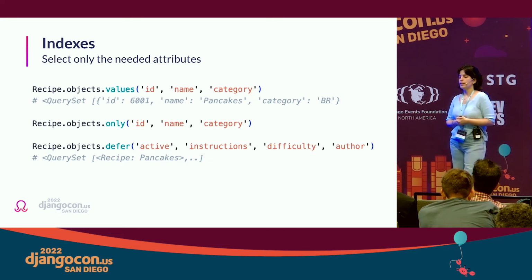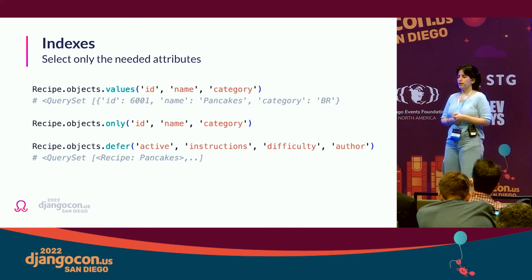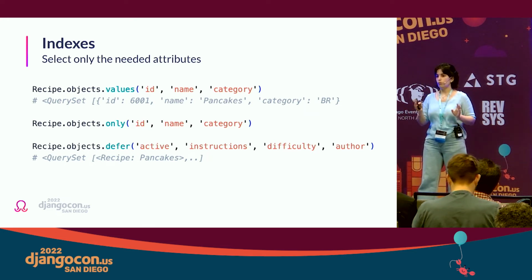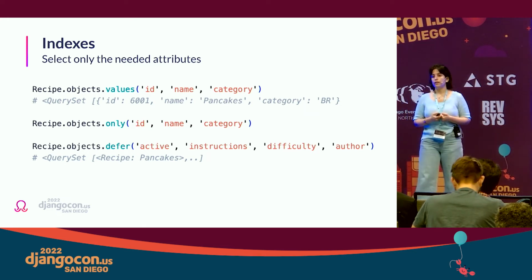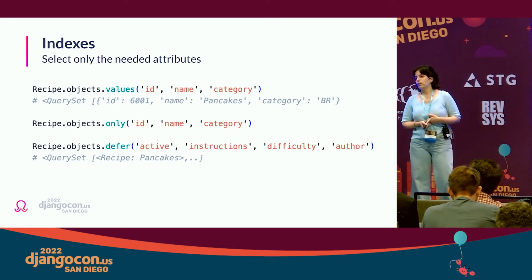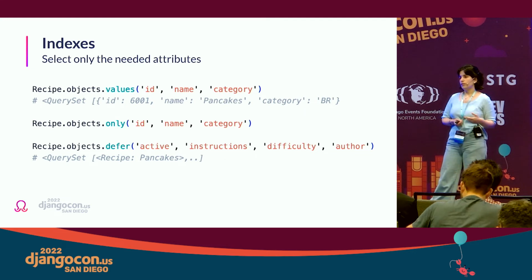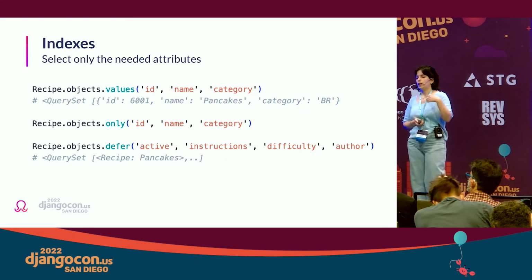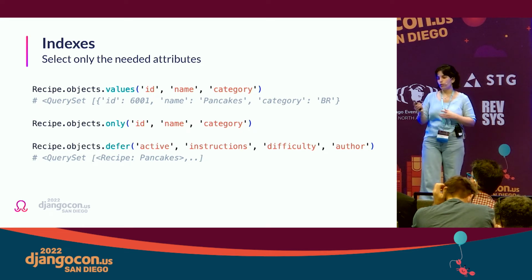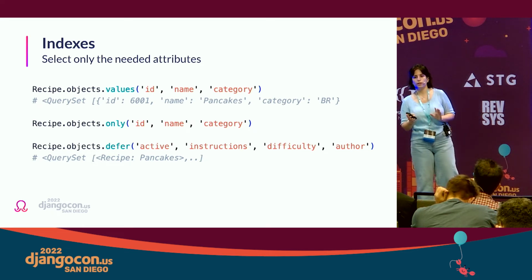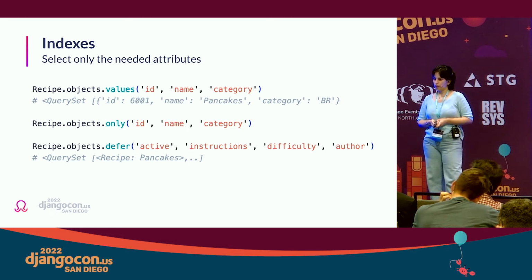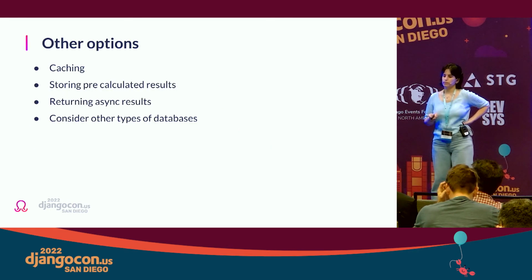The first one is values, where you indicate the attributes that you want to use, and it returns a query set with dictionaries inside. And then the other two options are using only and defer. Only selects the attributes that you want to query, and defer the ones that you don't want to query. And it returns a query set with less amount of attributes. So then you have these two options. You can decide which is the one that fits best your requirements.